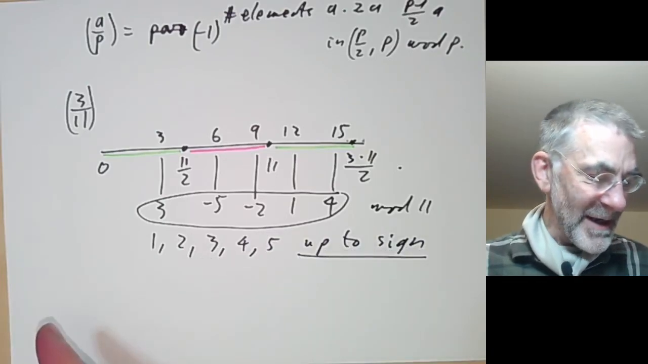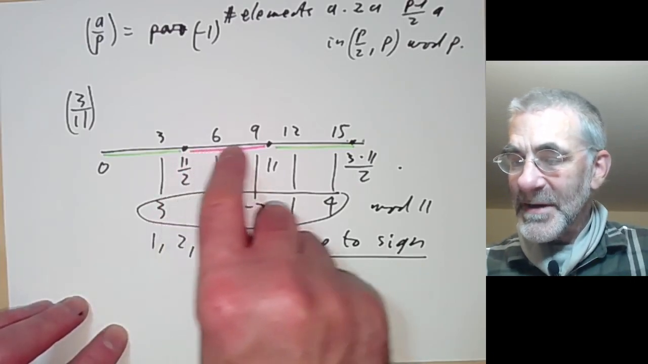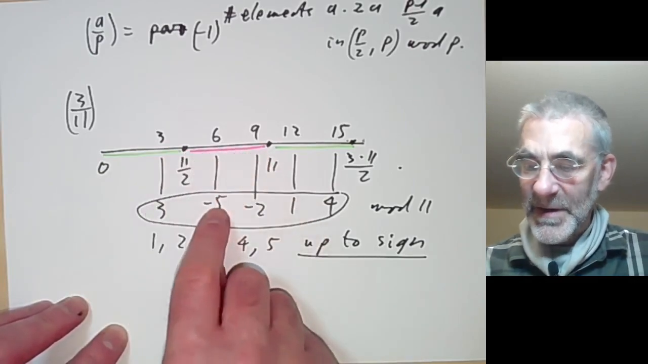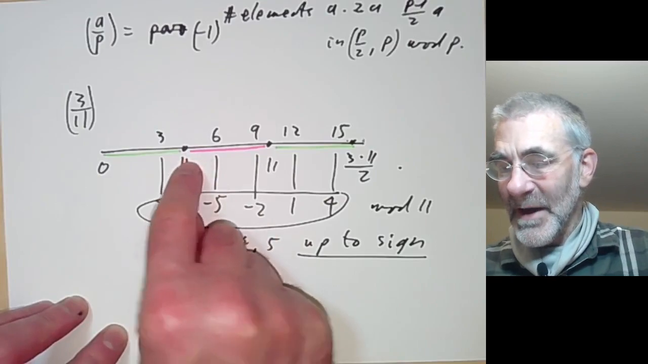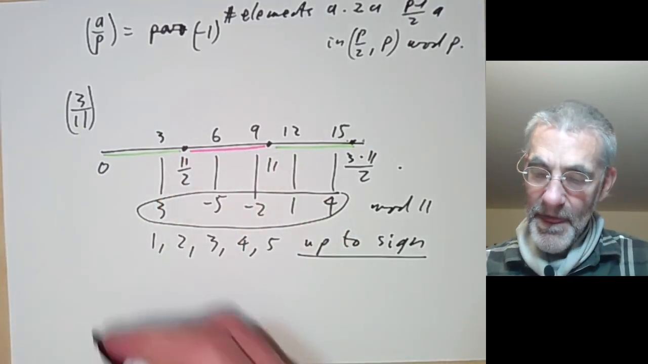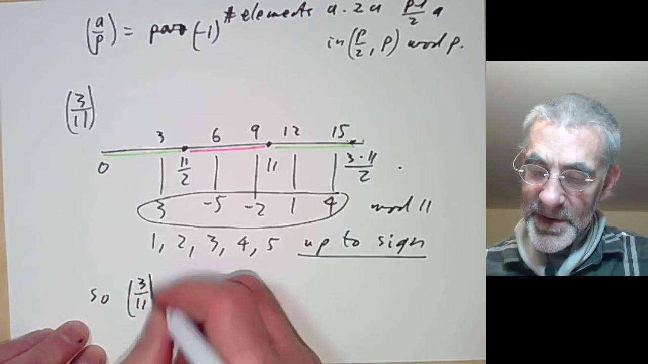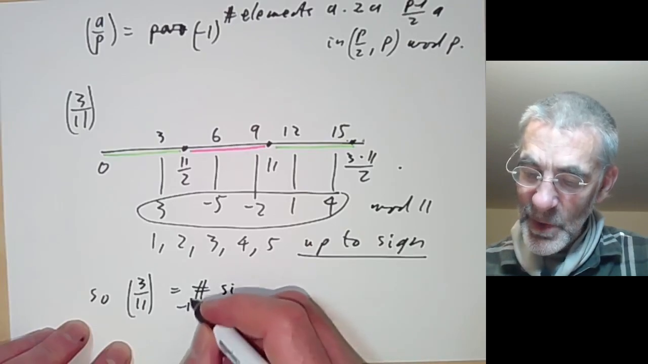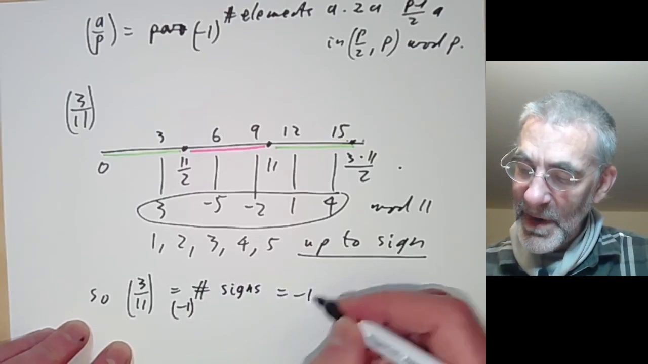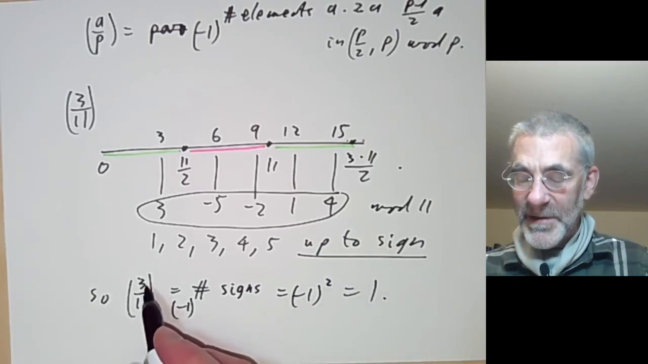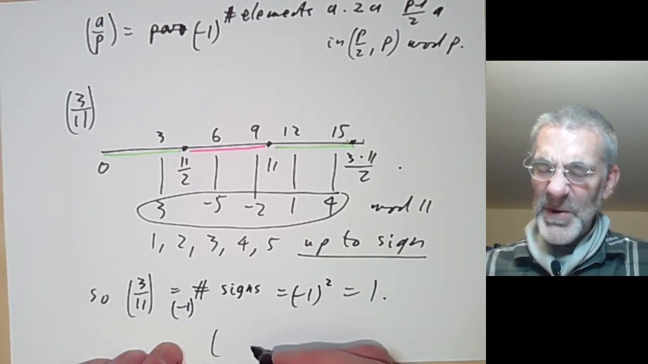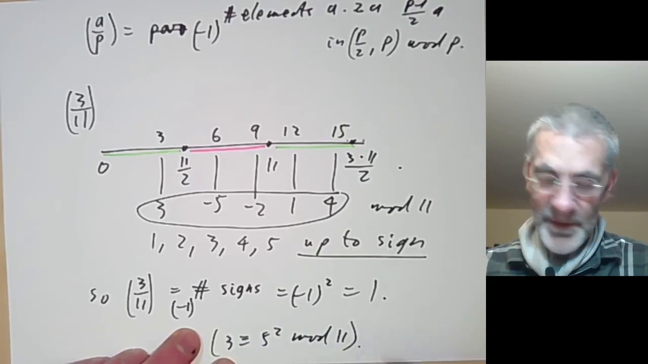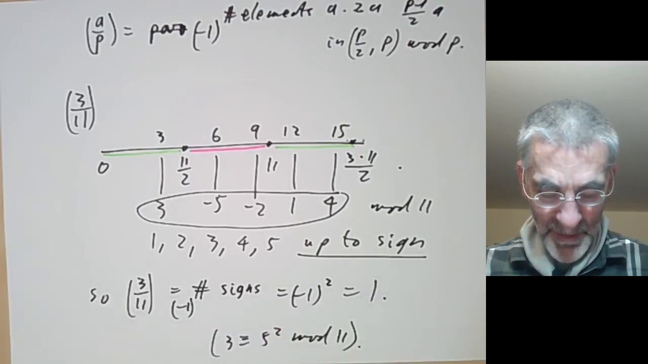And now, how many signs are there? Well, the number of signs is the number of multiples of 3 that lie in this red interval here, because this is where you're between 11/2 and 11. So the Legendre symbol (3/11) is (-1) to the power of the number of signs, which is equal to (-1) squared, which is equal to 1. So we see that 3 is a quadratic residue of 11. Of course, this is very easy to check directly because 3 is just congruent to 5 squared modulo 11. So in a small case like that, we don't really gain very much.